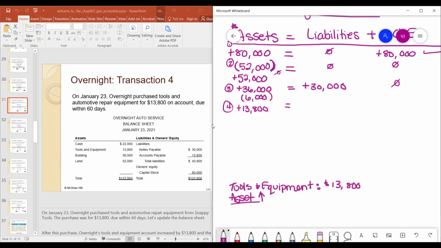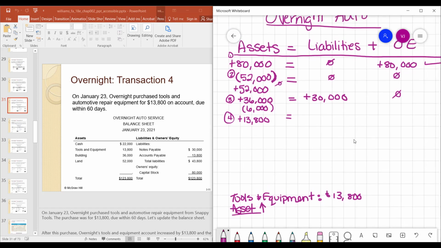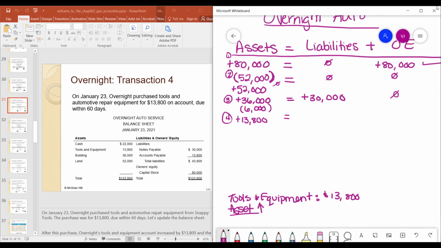But we have to balance here on the right-hand side. Okay, I'm going to bring that down back again because you can't really see the owner's equity. So the tools and equipment asset goes up by $13,800, but then what's the other half of that? So it says here they bought this tools and equipment for $13,800 on account. So what does it mean if you buy something on account?